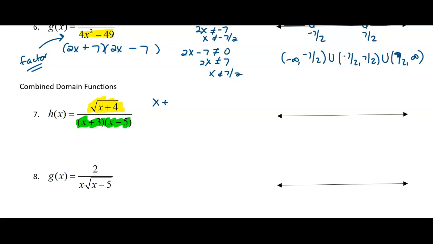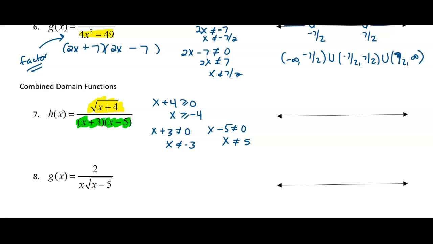So I know that x plus 4 has to be greater than or equal to 0 because of the square root function, which tells me x has to be greater than or equal to negative 4. And I also know that x plus 3 cannot equal 0 and x minus 5 cannot equal 0 because they're on the denominator. So x cannot equal negative 3, and x cannot equal 5.